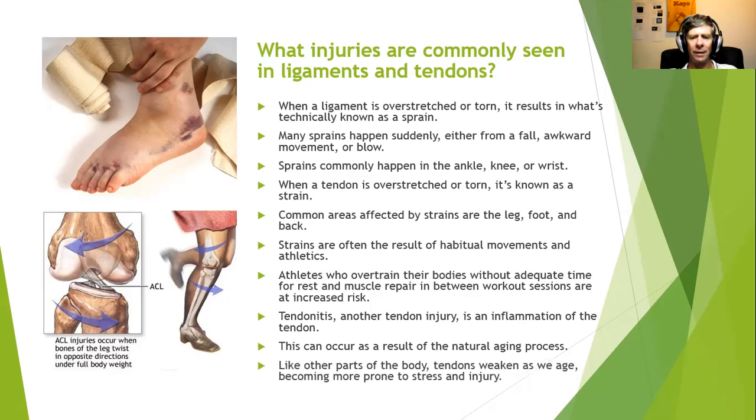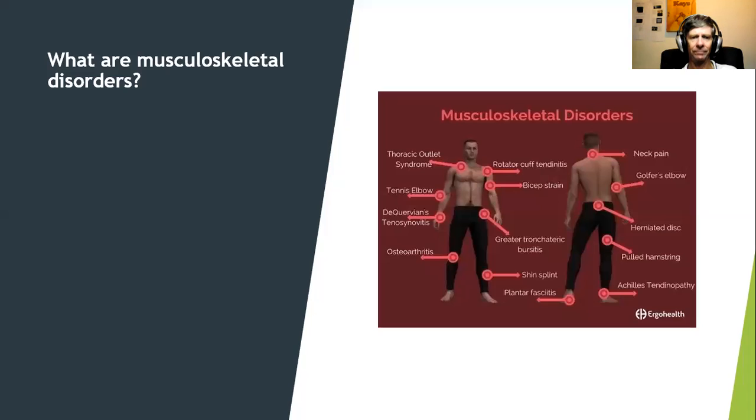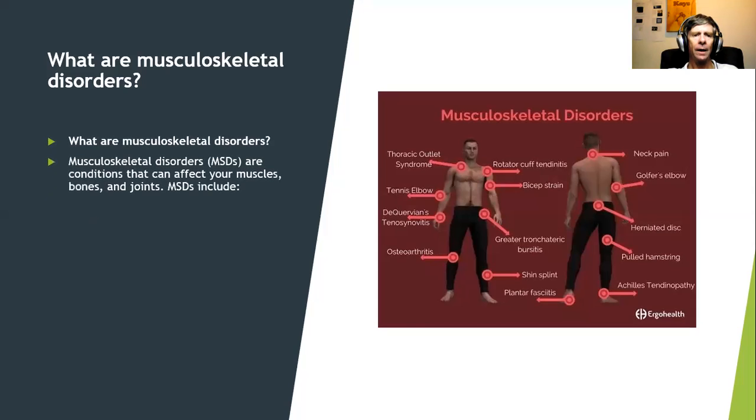Like other parts of the body, tendons weaken as we age, becoming more prone to stress and injury. Sadly, that happens to everybody. So now, what are musculoskeletal disorders? These are conditions that can affect your muscles, bones, and joints.